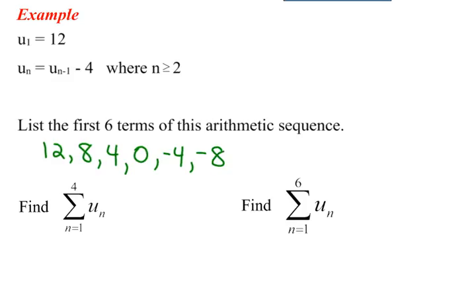Alright, now we move on to the series questions. And you see that these questions include the sigma notation. So the first one that we have here, it says find the sum from n equals 1 to 4 of u sub n. Okay, so what this means is we're going to start at the first term, and we're going to add up through the 4th term. The terms of the sequence of u sub n, which we were given above, right? Okay, so here we go.